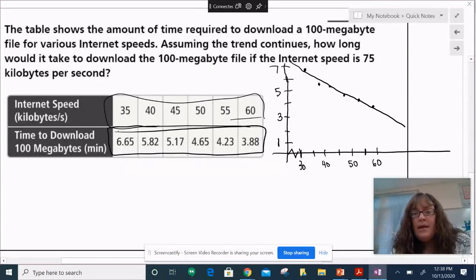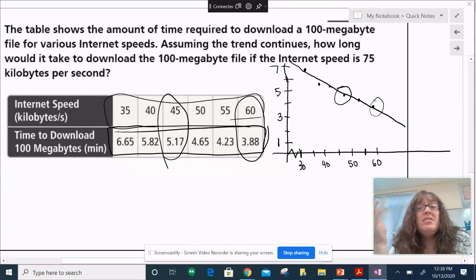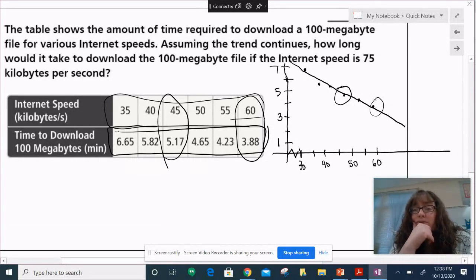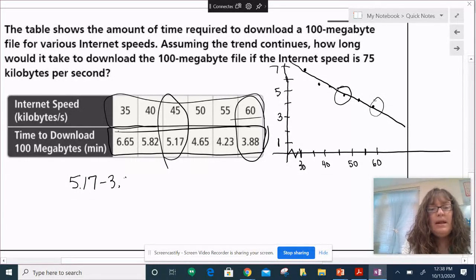And so I might actually be able to use points that are on this graph. So let's take a look. Looks like 60, 3.88 I could use. And let's see, it looks like maybe the 45 and 5.17 I could use. Again, there are other points that I could have chosen as well, so just choose the ones that you think work best. All right, so if those are the 2 points I'm using, the first thing I'm going to do is find my slope by taking 5.17 minus 3.88 and dividing by 45 minus 60.